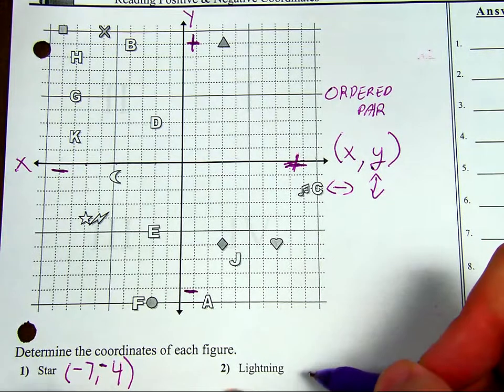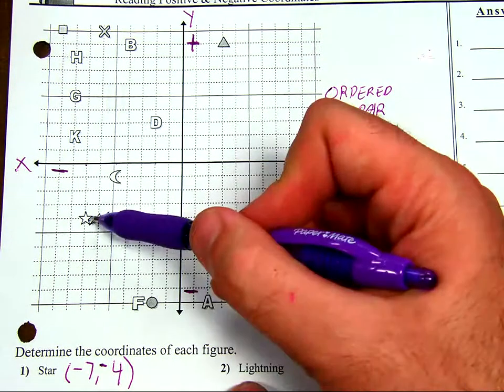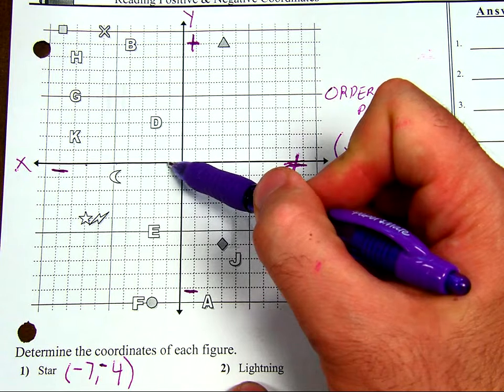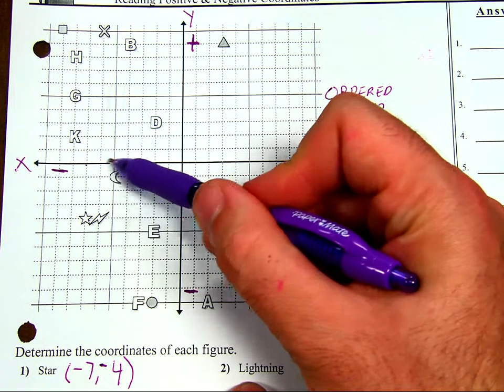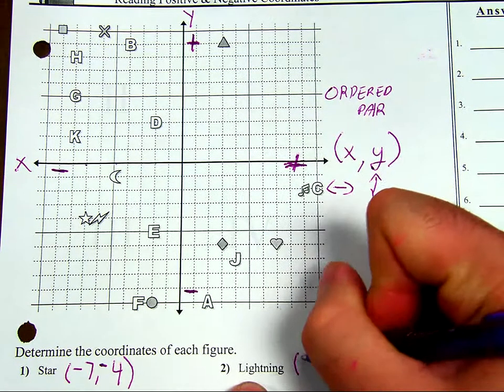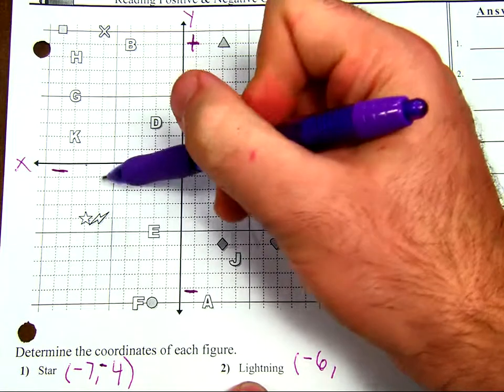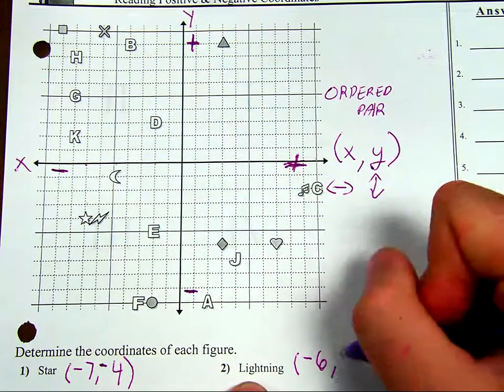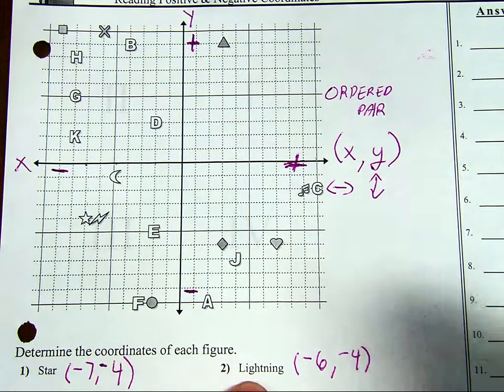What about my lightning? My lightning is right next to it. So I go to the left, 1, 2, 3, 4, 5, 6. So it's going to be to the left 6. Then I'm going 1, 2, 3, 4, down, negative 4.